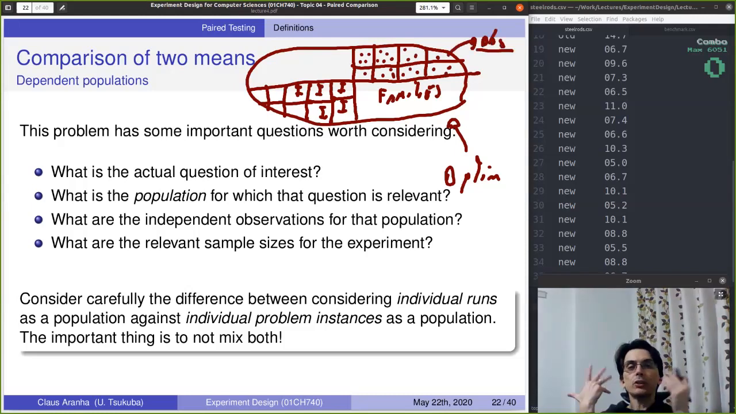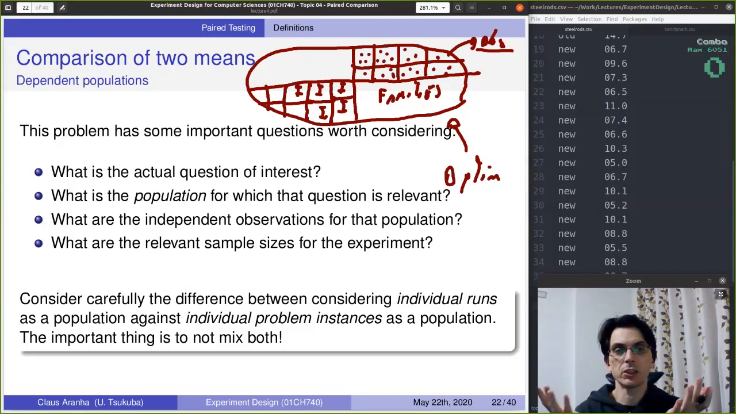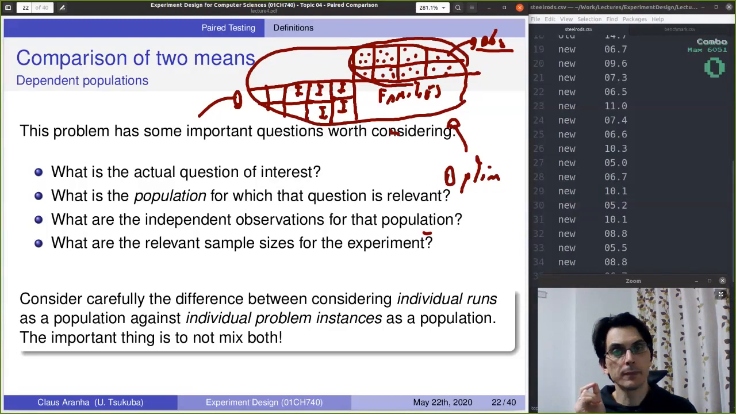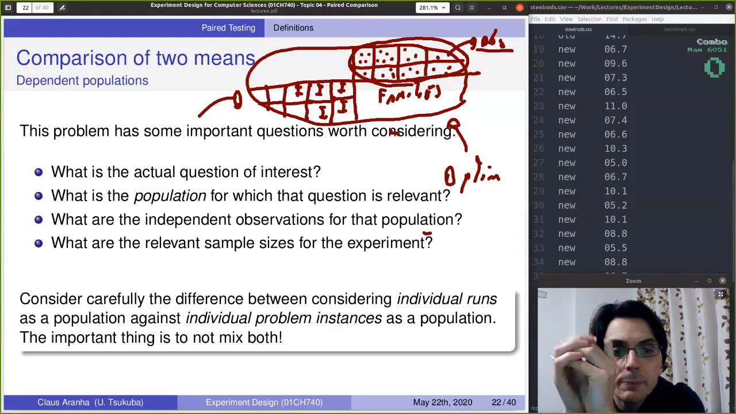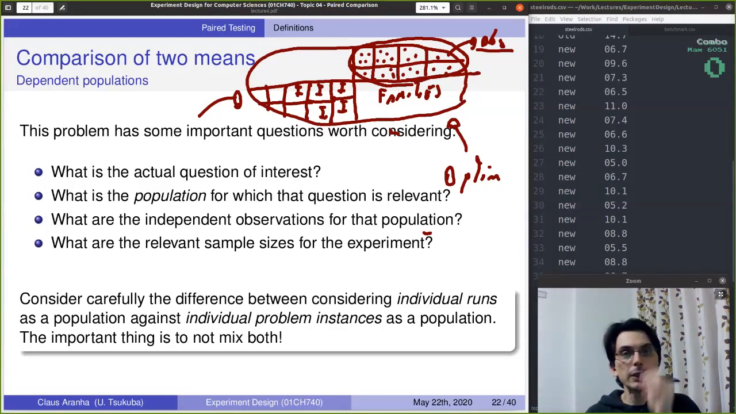So we have to think about what is our question. If our question is we want an algorithm that can run in any optimization problem, we are thinking about this big group. If our question is we want an algorithm that is best for one family, we are thinking about this group. And if our question is we want an algorithm that is good in one specific instance, in one type, in one graph, then we are thinking about this group.